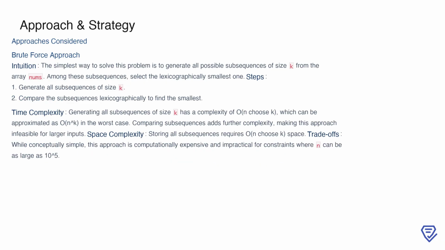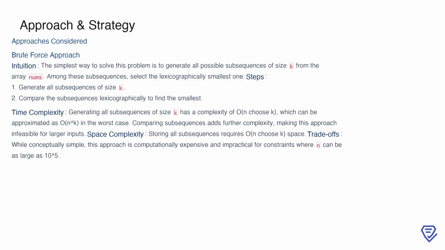To begin solving this problem, we first consider the brute force approach. The intuition here is straightforward. We generate all possible subsequences of size k from the array nums and select the smallest one in lexicographical order. The steps are simple. First, generate all subsequences of the desired size, and then compare them to find the smallest. However, this method quickly becomes infeasible as the input size grows. The reason lies in its time complexity, which is approximately O(n^k) in the worst case, due to the sheer number of possible subsequences.